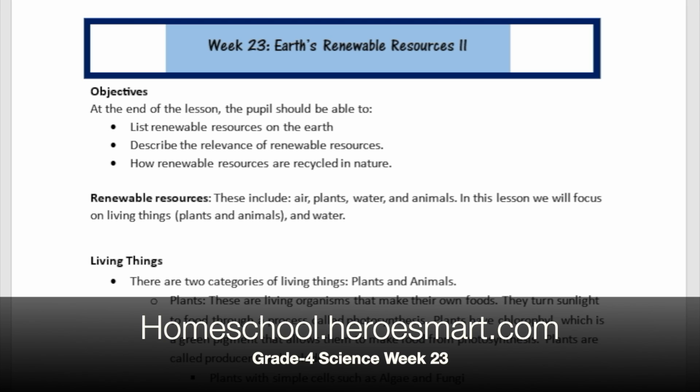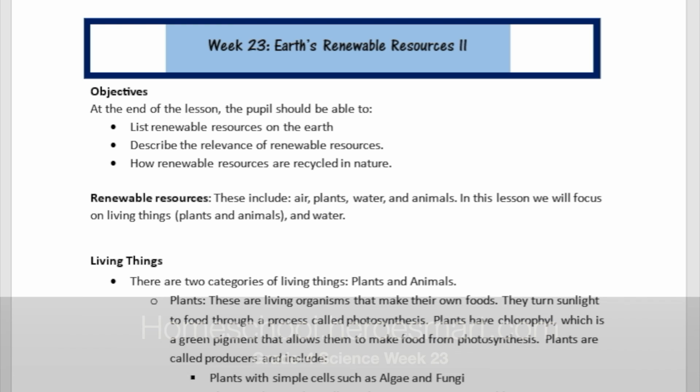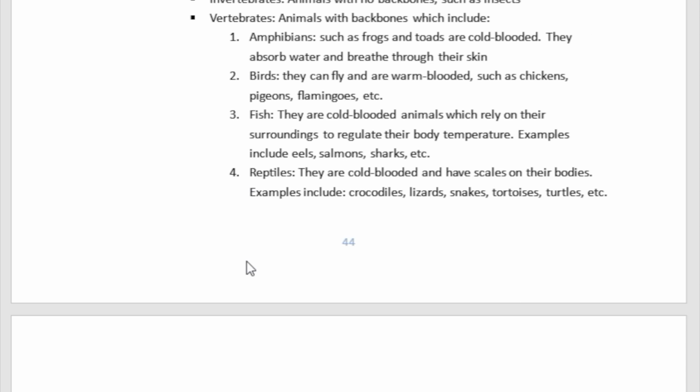Okay, week number 23 is what we're going to be talking about today, and we're going to be talking about Earth's renewable resources, part 2. We're going to be talking about renewable resources like living things and water.